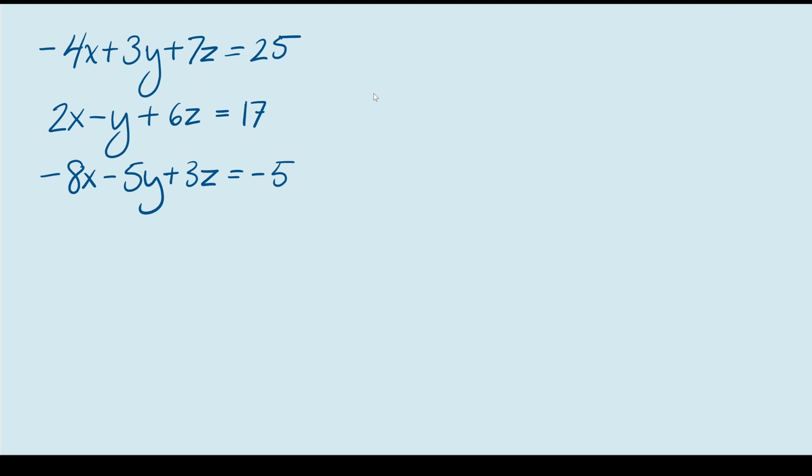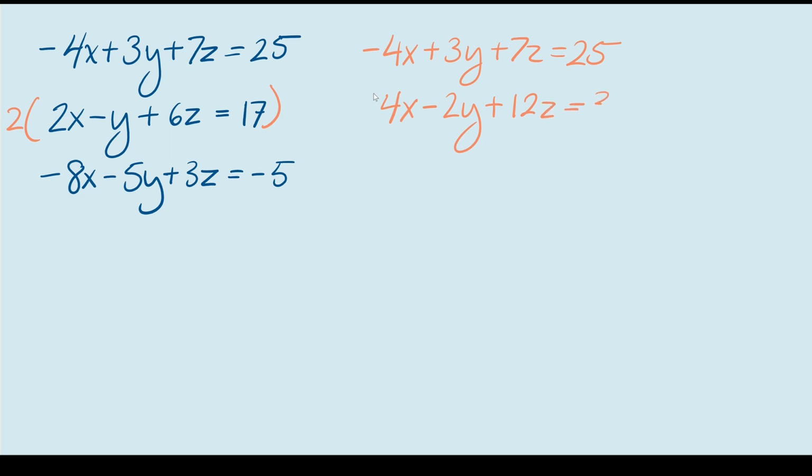I can cancel out the x terms from equations 1 and 2 by multiplying this equation by 2. That would give me 4x, and if I added that to equation 1, that would yield 0. Let me show you. I'm going to rewrite equation 1. Now for equation 2, if I multiply it by the number 2, I have 2 times 2x, which is 4x, 2 times negative y, which is negative 2y, 2 times 6z, which is 12z, and then 2 times 17 is 34.